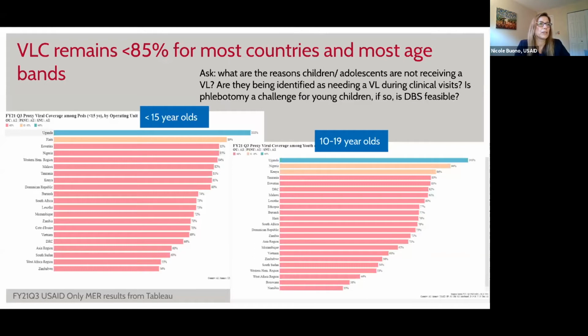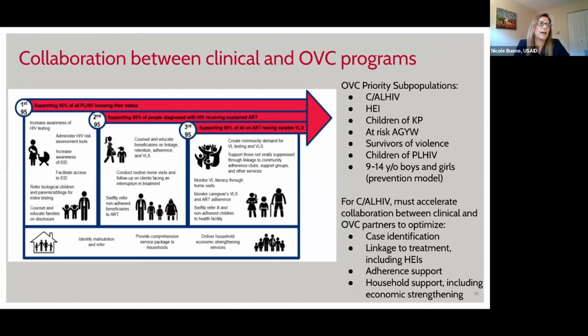For younger children, we know that pediatric blood draw commodities can help, and DBS is also useful as a sample type. But it's also important to ensure we don't miss a viral load for children and adolescents when offering them MMD or differentiated service delivery models in the community, including teen clubs and other DSD models that are targeting children or adolescents. Next slide. We also want to highlight the collaboration between the clinical and OVC programs.